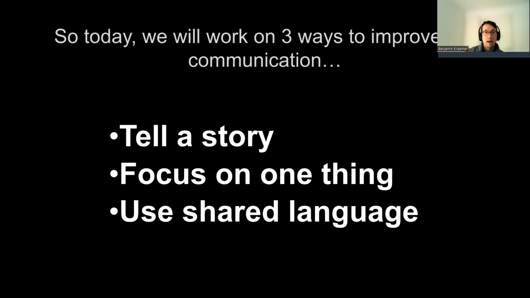Then we're going to apply these principles by analyzing a series of 10 writing samples. So to start learning about these 3 impactful skills, please advance to part 2 of the science communication workshop.